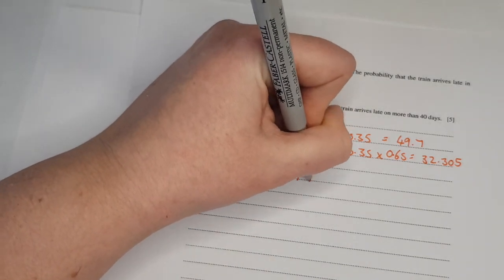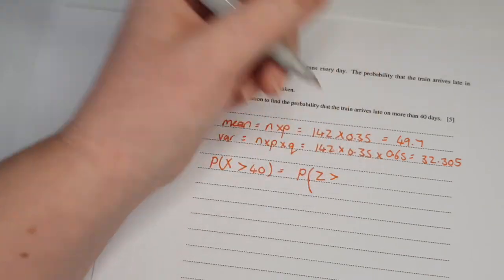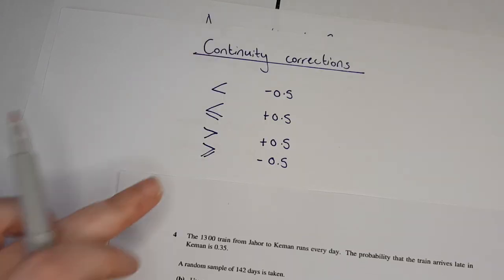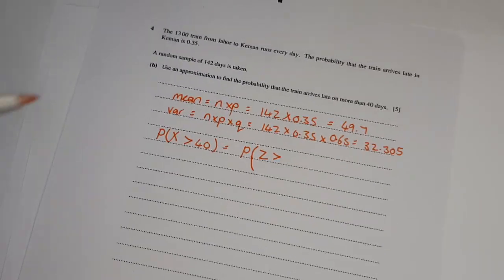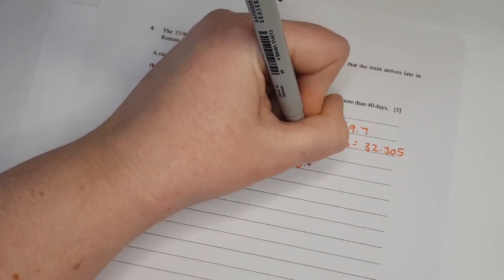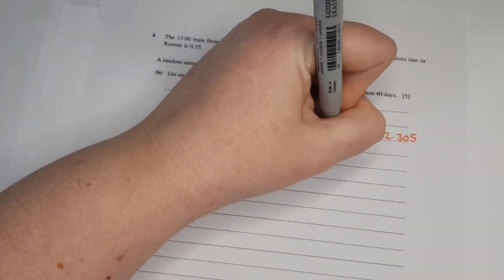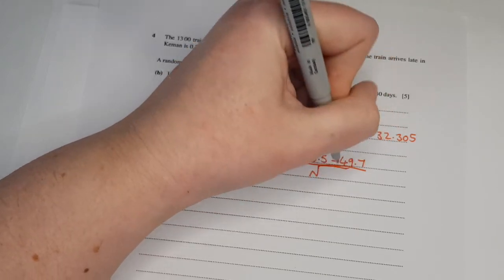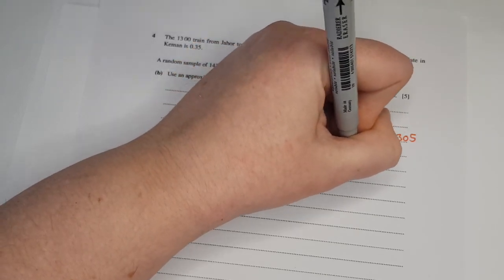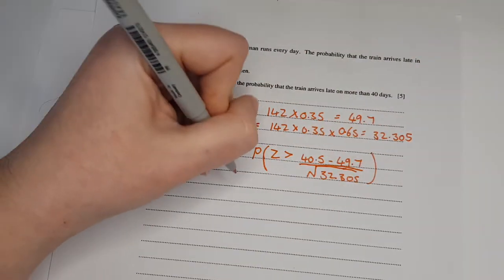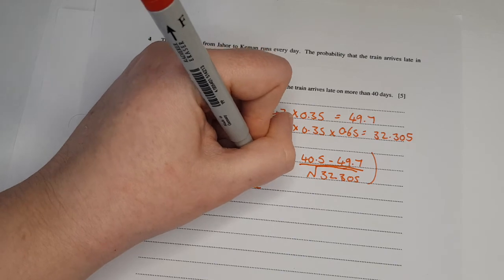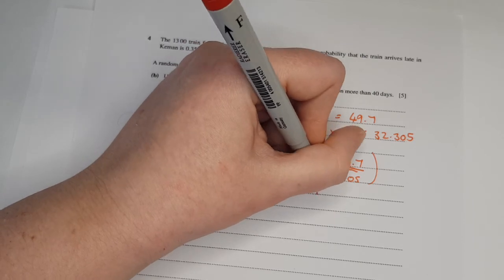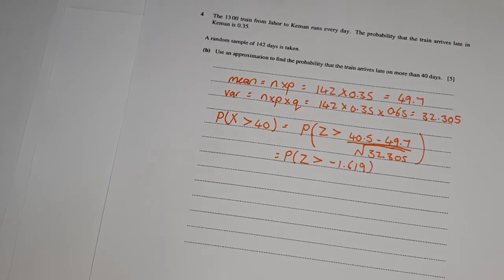So now I'm going to standardize. And the first thing, I need to do my continuity correction. So greater than 40, greater than means add 0.5. So now I've got 40.5 minus the mean divided by the standard deviation, which is the square root of the variance. And if I type that in my calculator, I get a z value of negative 1.619.